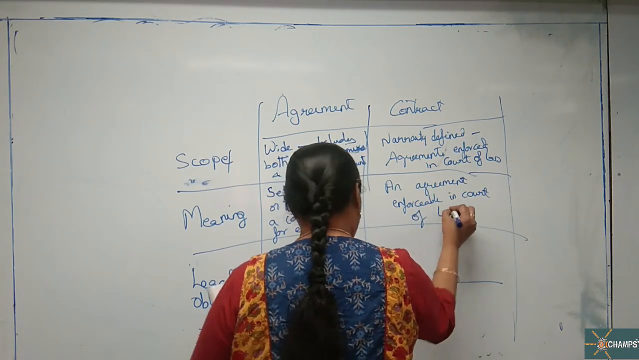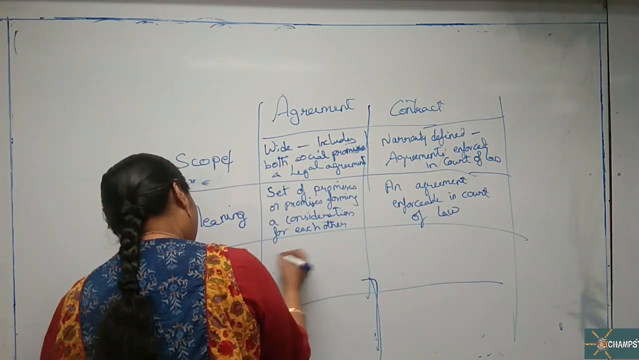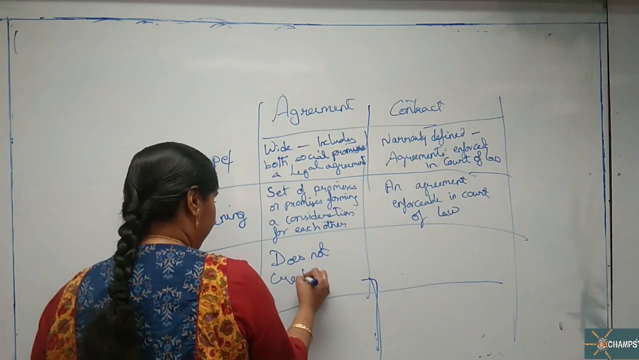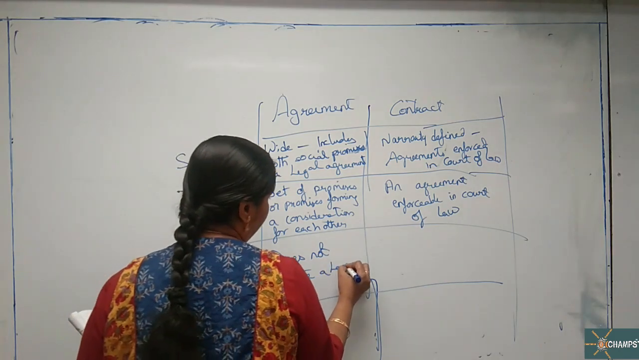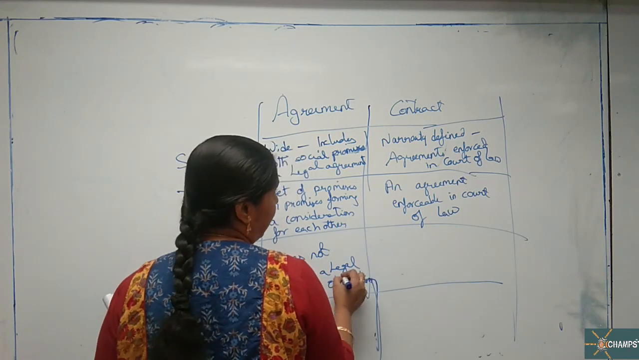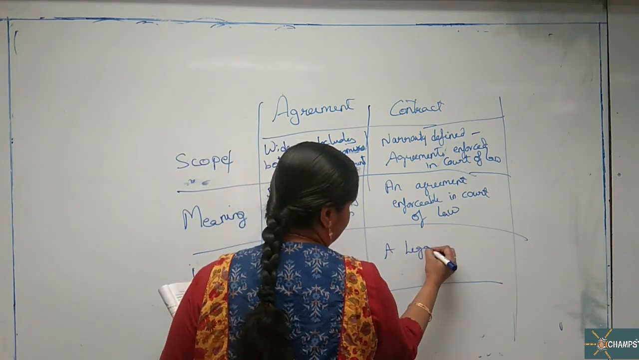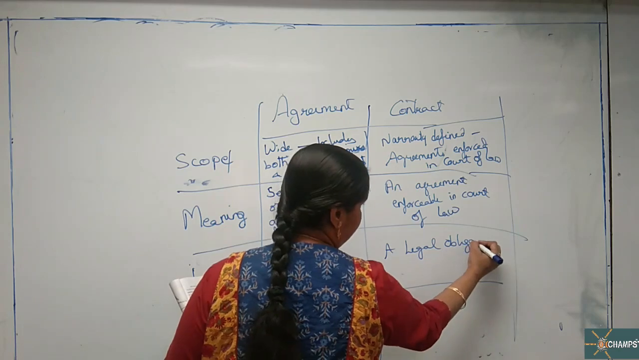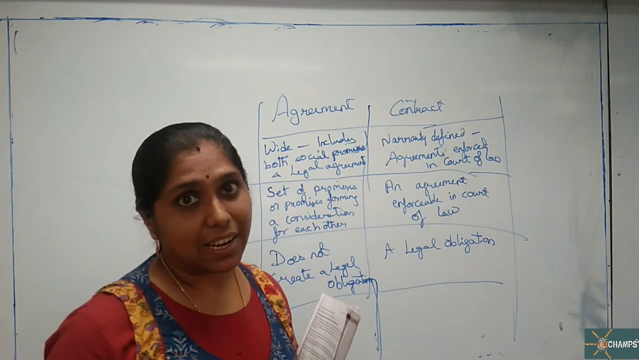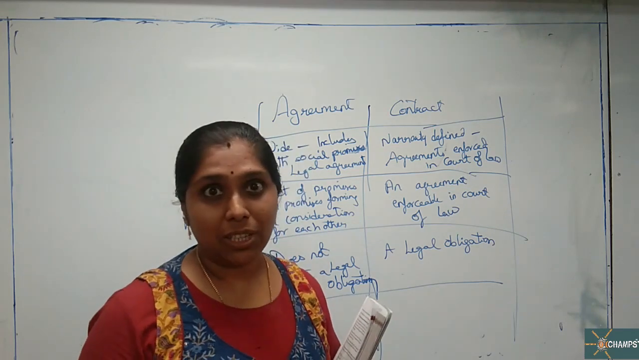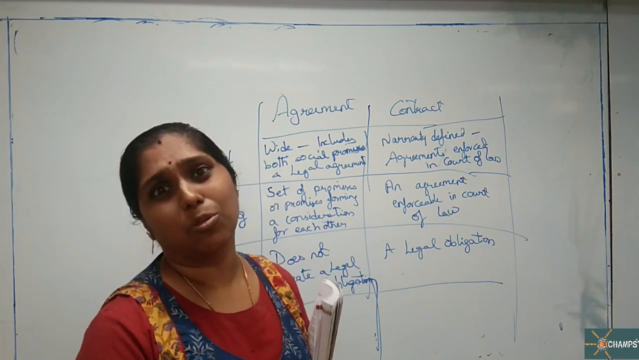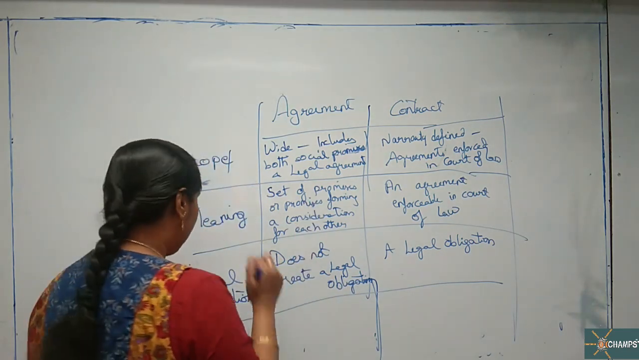Then comes legal obligation. Usually an agreement does not create a legal obligation, but in case of a contract, a legal obligation is very much present. As I've told you, passing of CA. But when I'm selling a house property, is there any legal obligation? Yes, very much. In case the terms of the agreement are not fulfilled, I can resort to court of law. So definitely a contract.